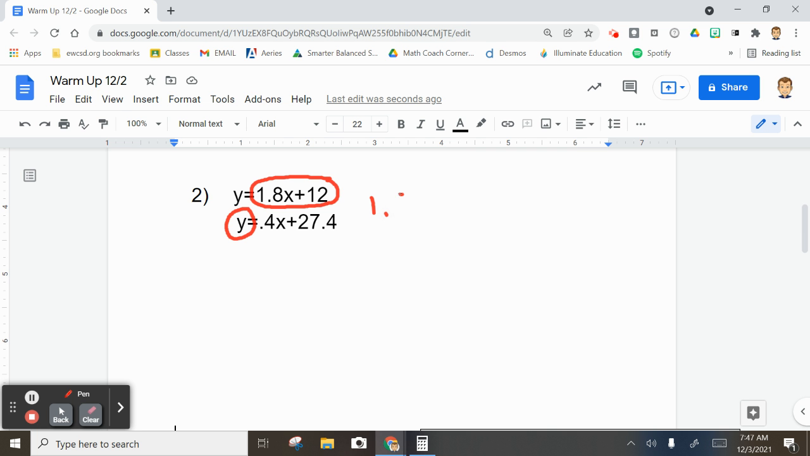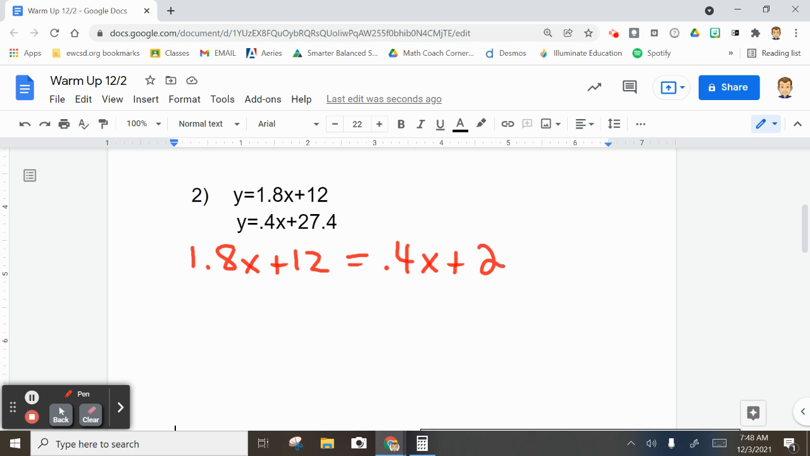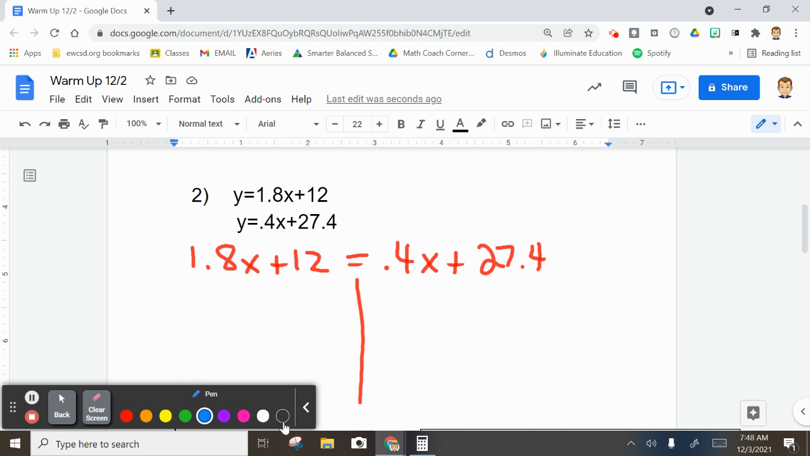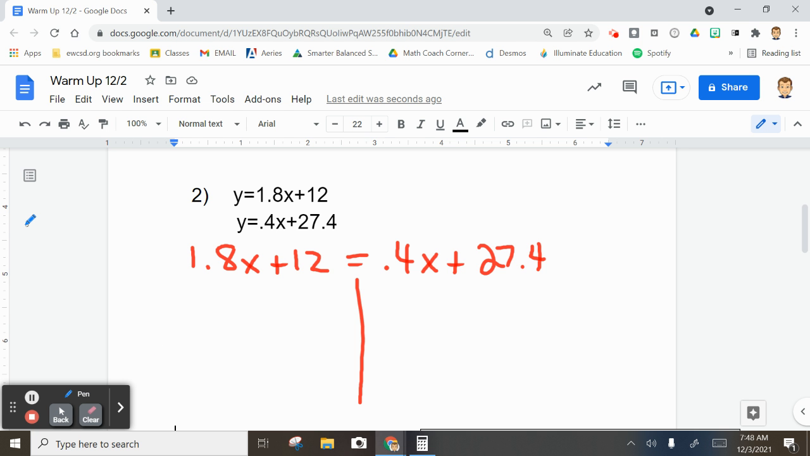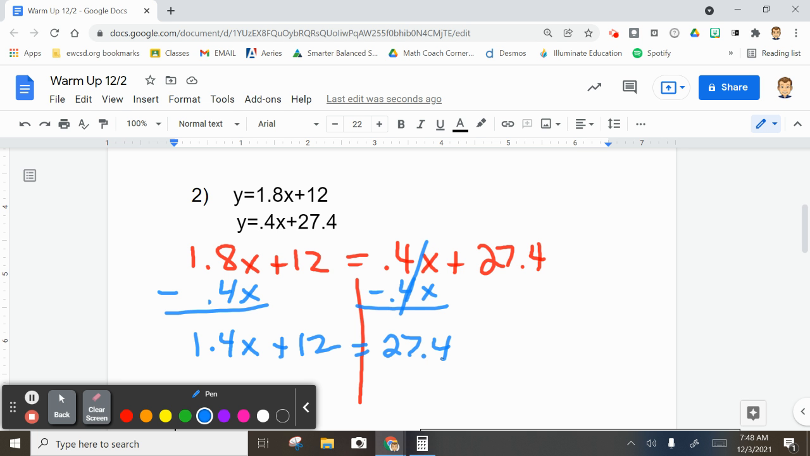All right, so if you plug this in properly, actually, you know what? I'm going to do it down here. So I'm going to go 1.8x plus 12 equals 0.4x plus 27.4. Okay? Now, as we work this out, I'm going to go different colors again. We're going to go ahead and make sure we go letters to the left. All right, that subtracts, we get 1.4. This one I can do in my head.